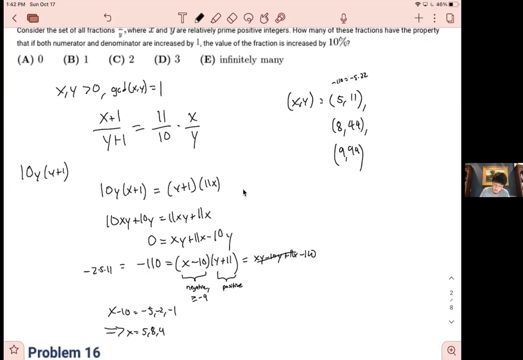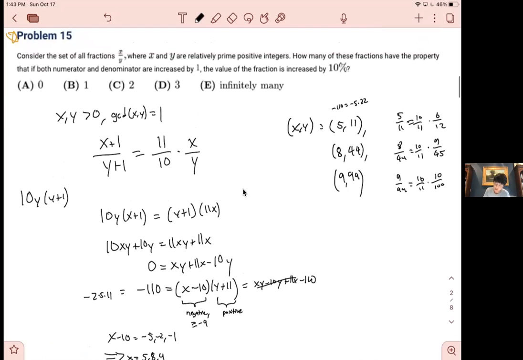So these are our values. It's a good idea to sanity check these things, like 5 over 11 equals 11 over 10 times 6 over 12. 8 over 44 equals 11 over 10 times 9 over 45. 9 over 99 equals 11 over 10 times 10 over 100. That is, the new fraction equals 11/10 times the original. And each of these are true. This is just a good sanity check. It's very worthwhile to do.